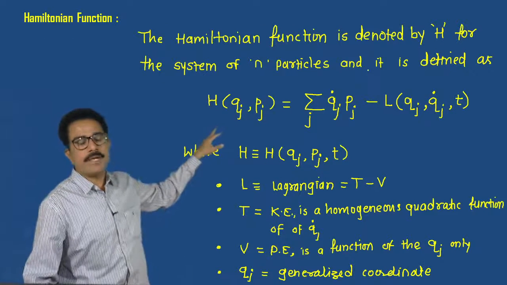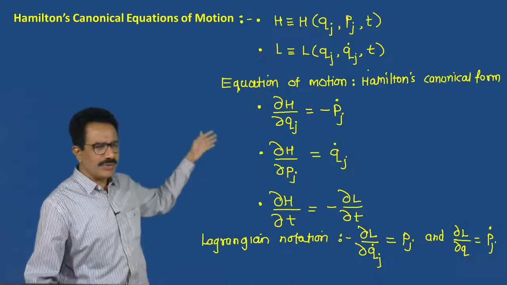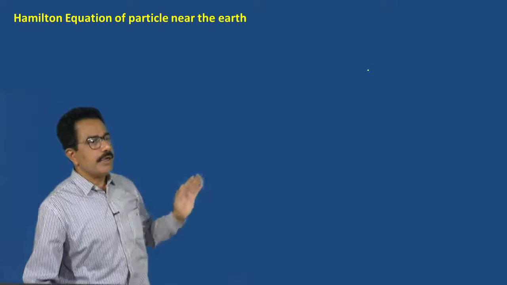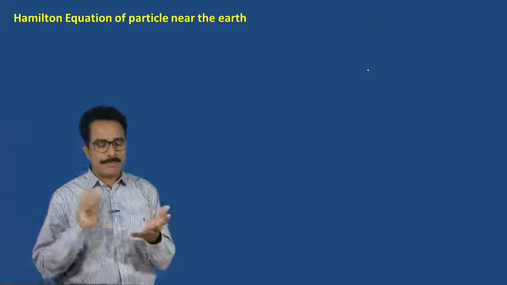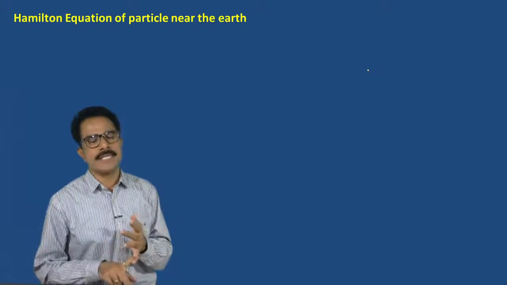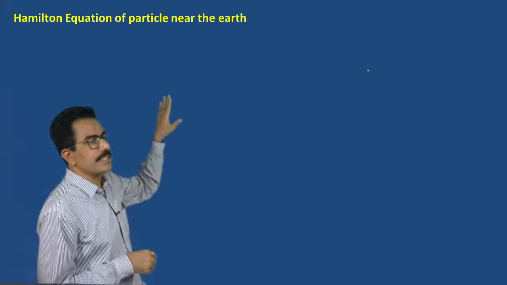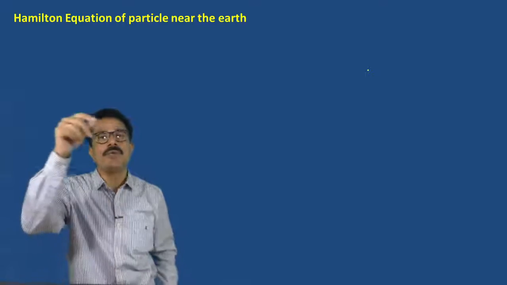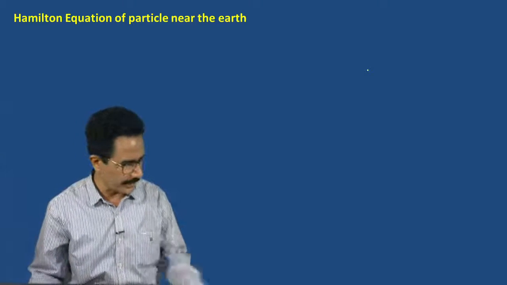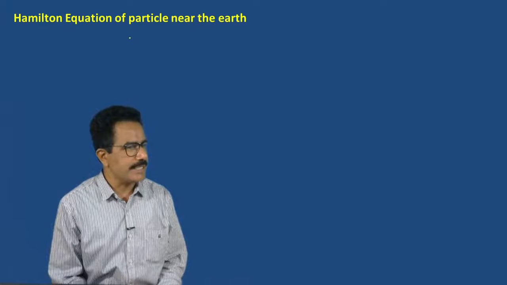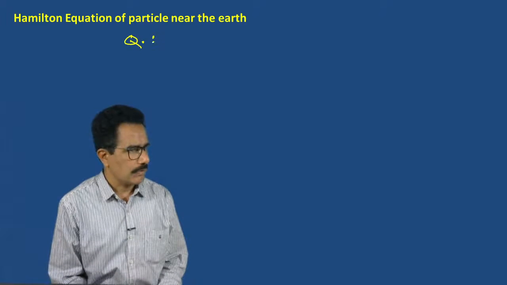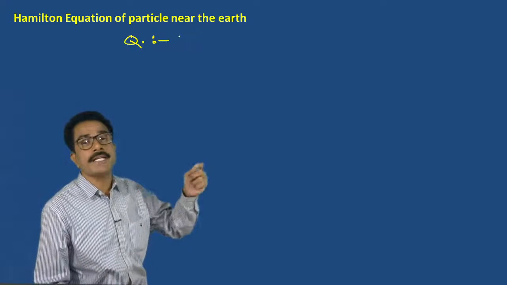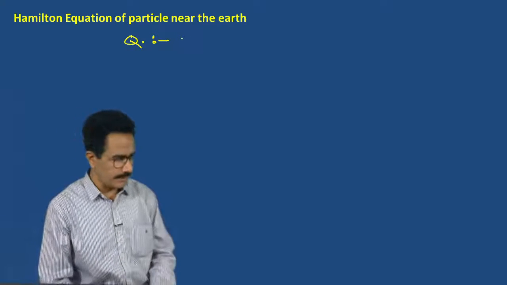See, this is the Hamiltonian equation. You know these are the Hamiltonian canonical form of equation. Now first of all, before starting the Atwood machine and the bead, we shall discuss the Hamiltonian equation of a particle which is moving near the earth. The question is that we have to find the Hamiltonian equation for a particle which is moving near the earth.